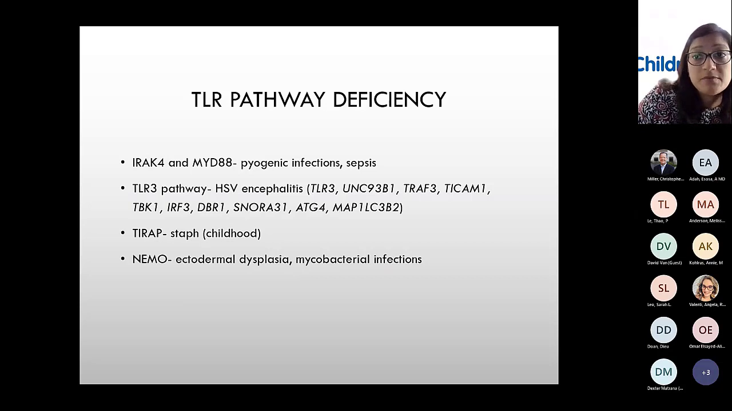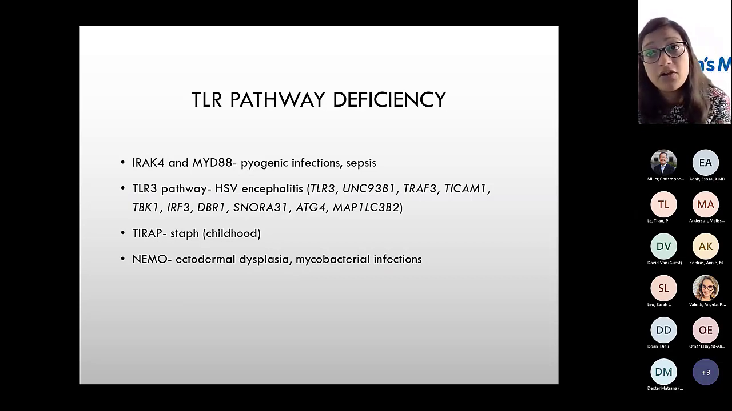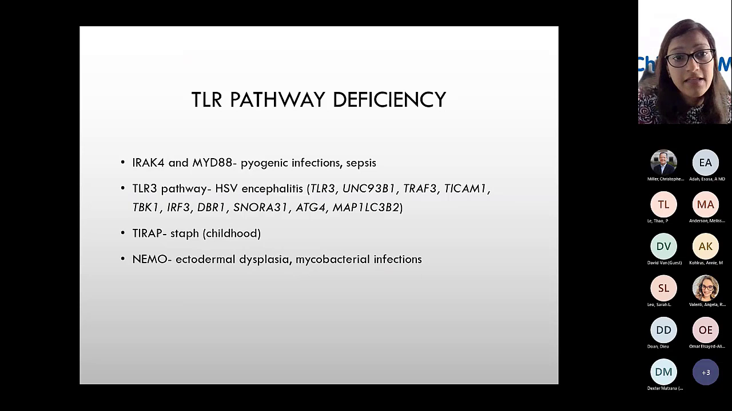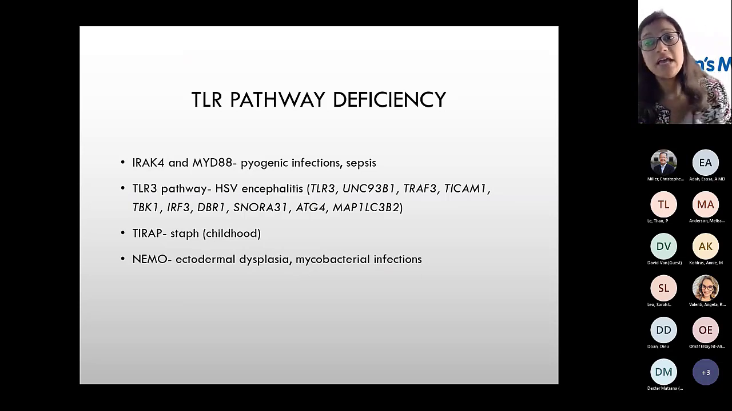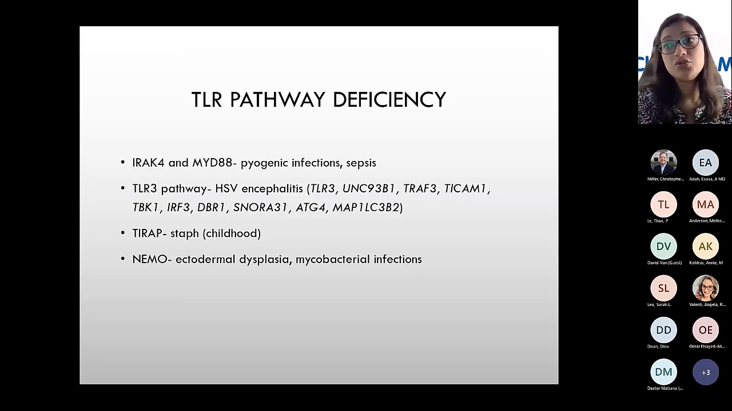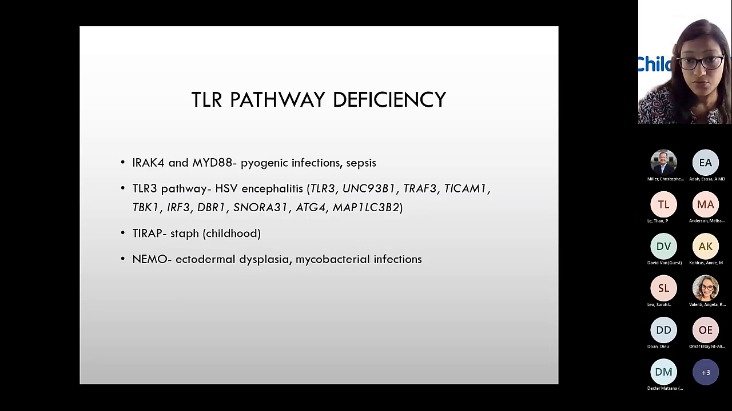There are again different types. There are some that are called IRAK4 and MyD88 that can present with pyogenic infections. TLR3 pathway defects lead to HSV encephalitis. And then there is another one called TIRAP deficiency that causes problems with staph infections. And then NEMO defect gives rise to what we talked about, ectodermal dysplasia, mycobacterial infections, severe bacterial and viral infections.